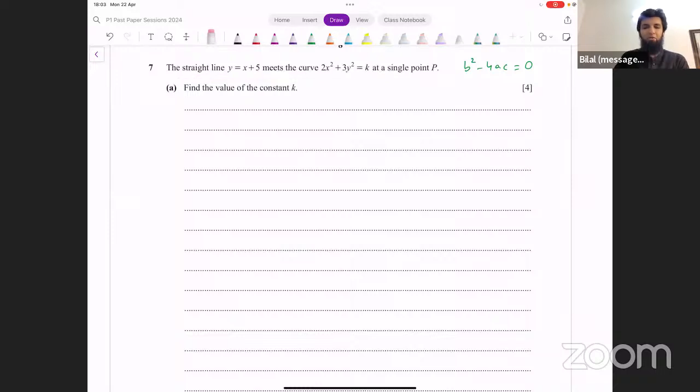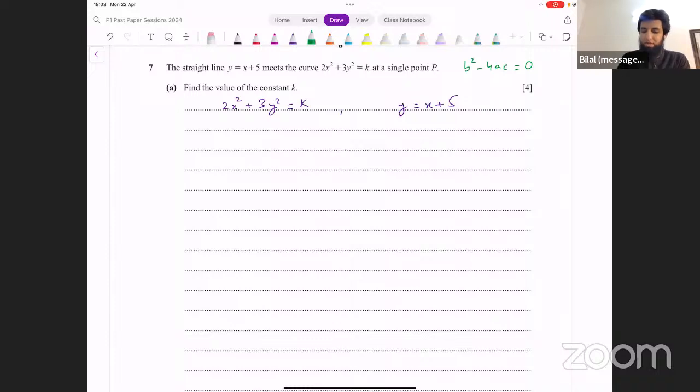How do you find that one single point? You would start by solving these two equations simultaneously. Now, how can you do that? You've got the equation of the curve, 2x squared plus 3y squared equals k, and the equation of the line, y equals x plus 5. We often like making the same variable the subject in both equations and then equating them. But in this case, if we were to try making y the subject here, we would have plus minus. So it's better to just do substitution here.